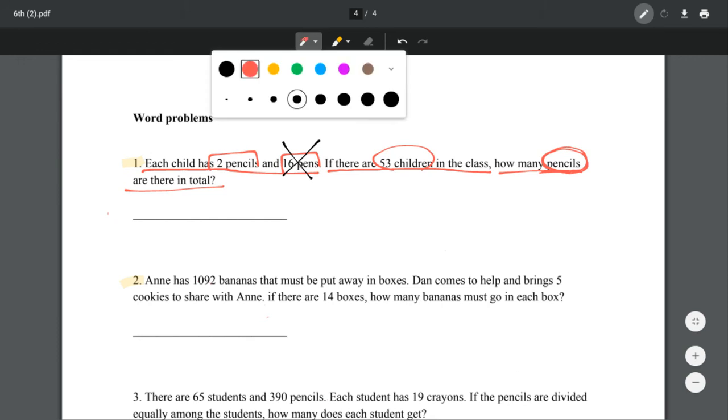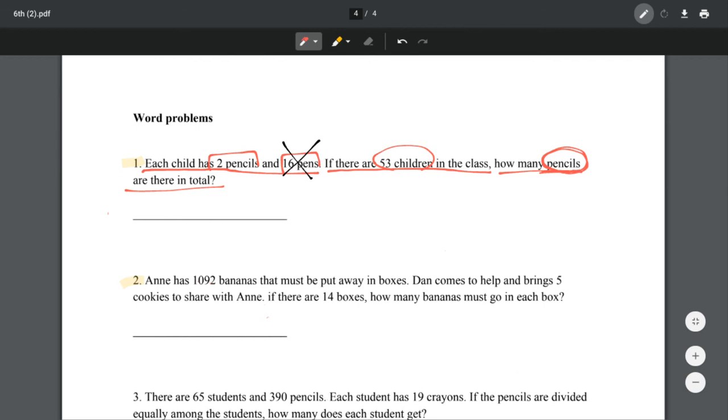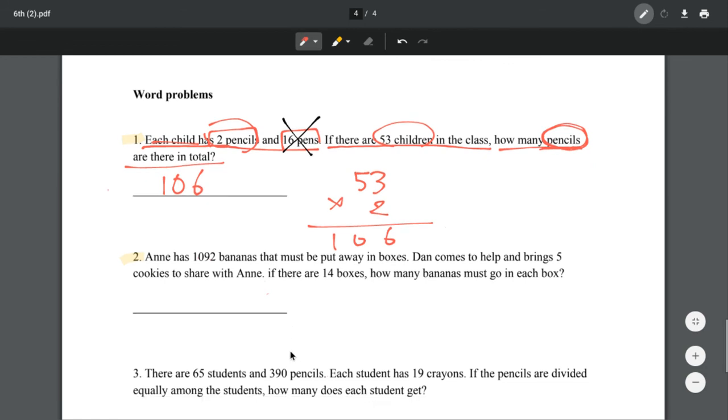Now we know that there are 2 pencils for each child, and 53 children in total. So what do we do? We multiply 53 times 2 in order to find the total. So that's 6, 10, and our answer is 106 pencils in total.